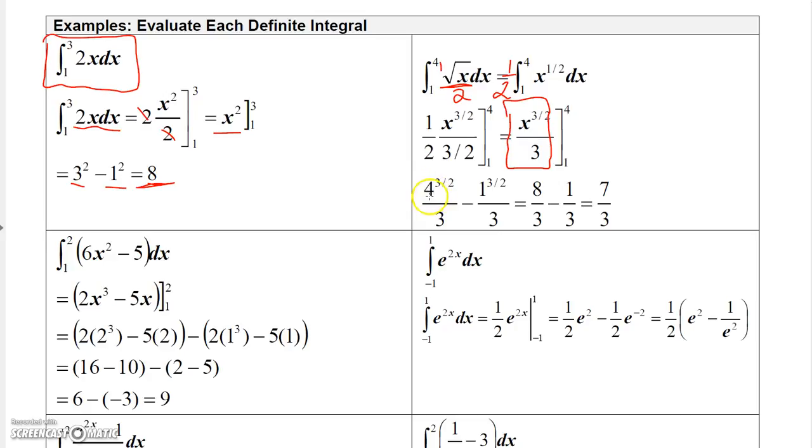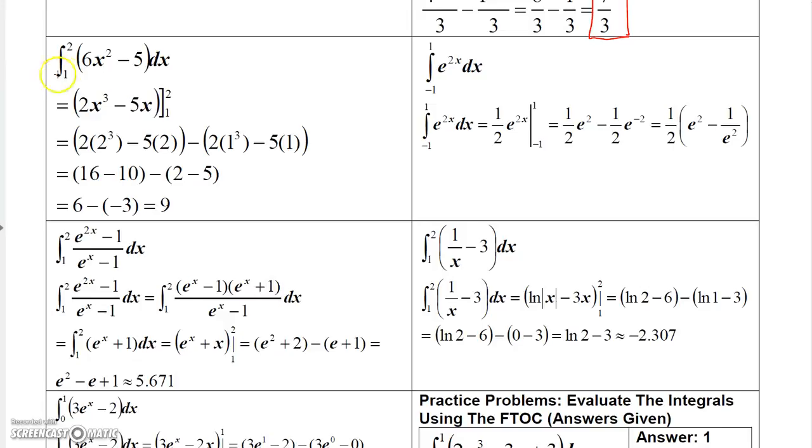So that would be, the square root of 4 would be 2, and 2 cubed is 8, so that's just going to be 8 over 3. And then 1 to the 3/2 is 1, so I'm going to have 8 over 3 minus 1 over 3, which is just going to be 7/3. So again, the original function should have been square root of x all divided by 2 for this problem.